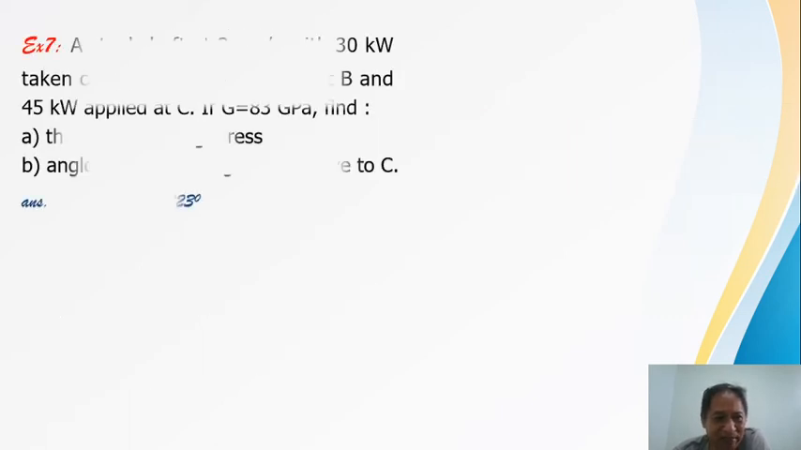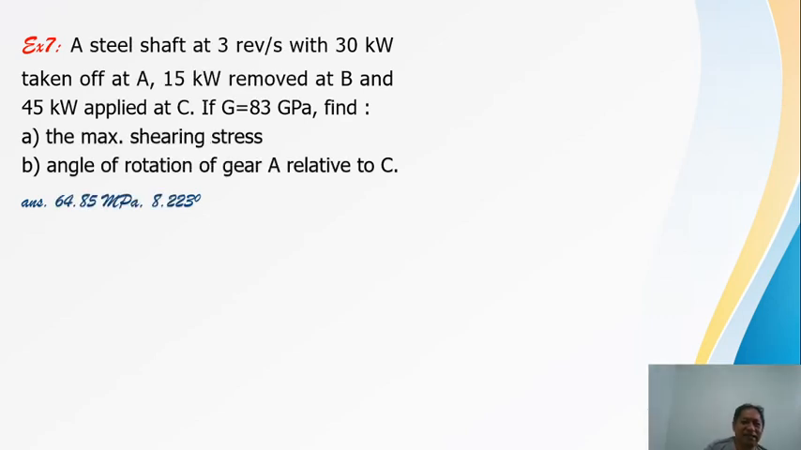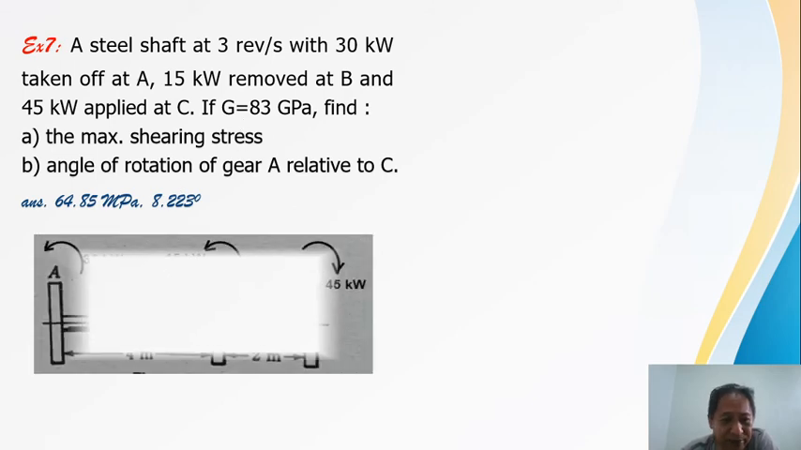Okay, so we're almost over. Last, we will add this. There is a steel shaft, 3 revolutions per second as frequency, with 30 kilowatt taken off at A, then 15 kilowatt removed. They are the same, both are being removed. Then remove at B, and 45 kilowatt applied at C. If G is equal to 83 gigapascal, what is the maximum shearing stress and the angle of rotation of the gear? So which means we have something to solve. Okay, so steel shaft. Now, our figure.